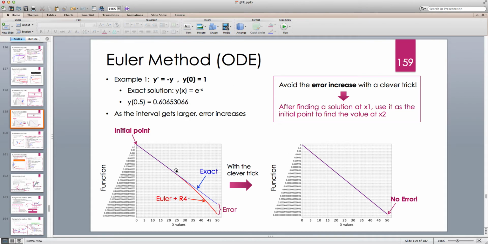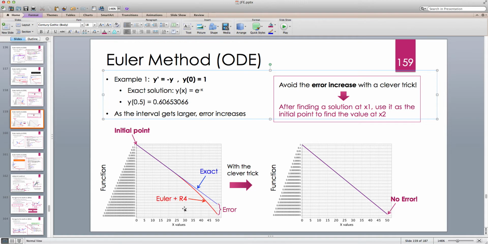All right. And then we said that the problem with solutions such as the exponential function e to the negative x, the solutions that have a very rapid increase or decay, is that as we increase the interval for x, as we try to find the value of the function at points farther away from the initial point, which in this case is 0, the error is also proportional to the length of the interval.